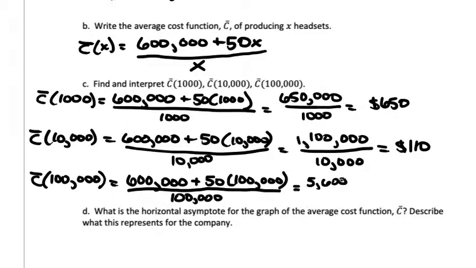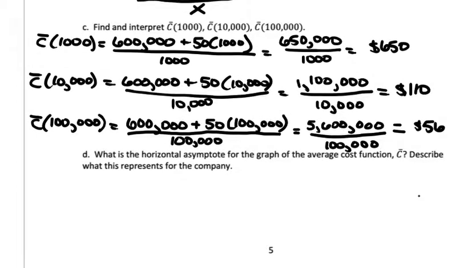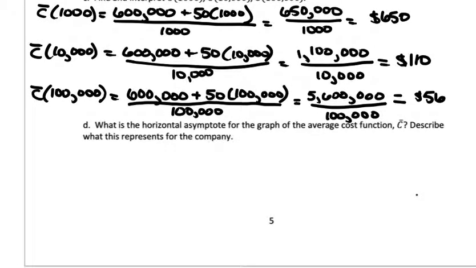So, for 100,000 products, we find the average cost of $56 per product. So again, remember x here is number of products, and the function value that I'm getting is the average cost. And so in the homework, you're going to have to fill that in for each value that you're calculating. Part D says, what is the horizontal asymptote for the graph of the average cost function?